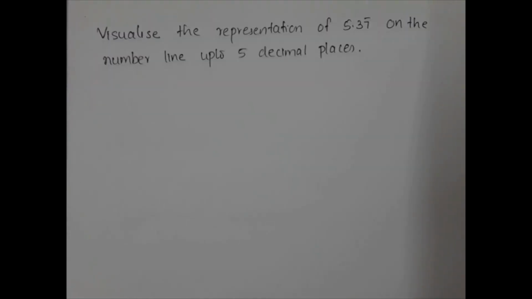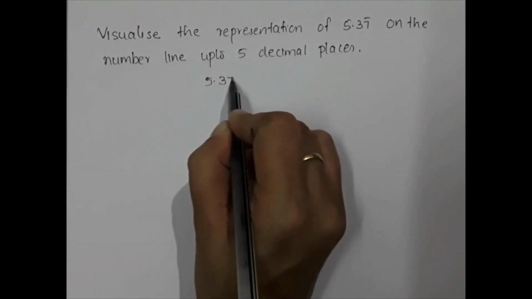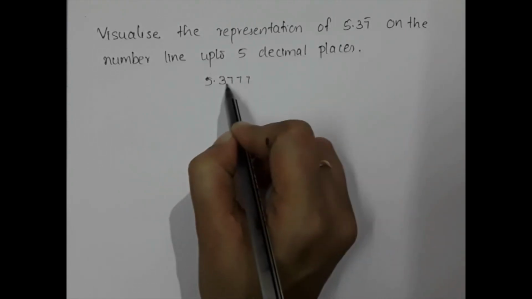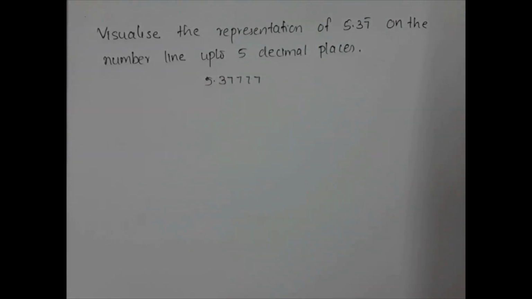Okay. Next question is: visualize the representation of 5.37 bar on the number line up to 5 decimal places. 5 decimal places means what? 5.37 bar, that is 7 is repeating. 1 time, 2 times. So 1, 2, 3, 4 decimal places only, then 5. This many times you have to magnify the number. Before that, 5.37 bar lies between which two numbers? That is 5 and 6. So you have to draw that first.